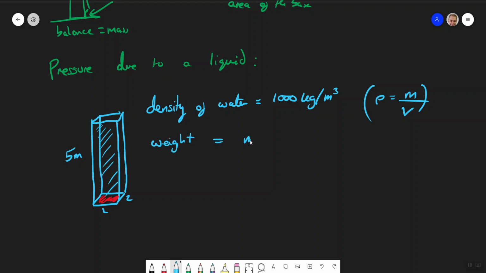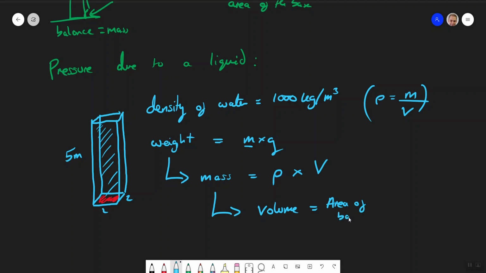And I do that by using mass times gravity. But I don't know the mass yet. So before I can do that, I need to know the mass. And the mass, thinking about how this equation is written, is density times volume. But I don't know the volume yet. I need to work out the volume, as that is the area of the base times the height of the column.